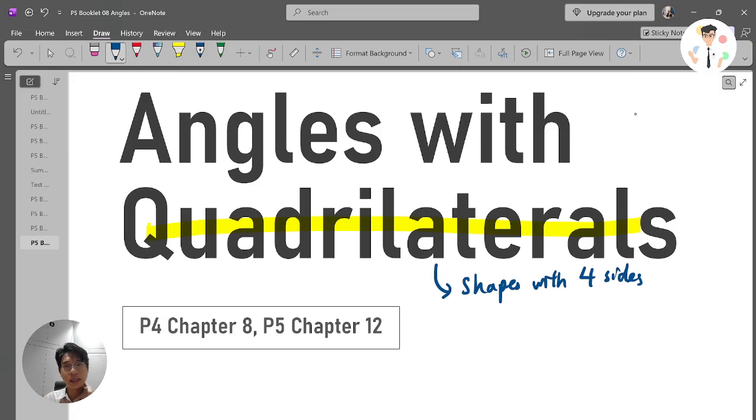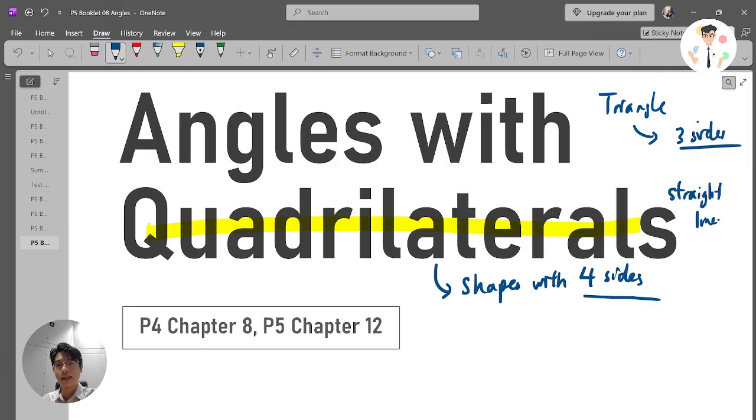Teacher, we learned that triangles are with three sides. So now, four sides means quadrilateral. So again, it's four straight sides, which means straight lines. When I say four sides here, it's all referring to straight lines.